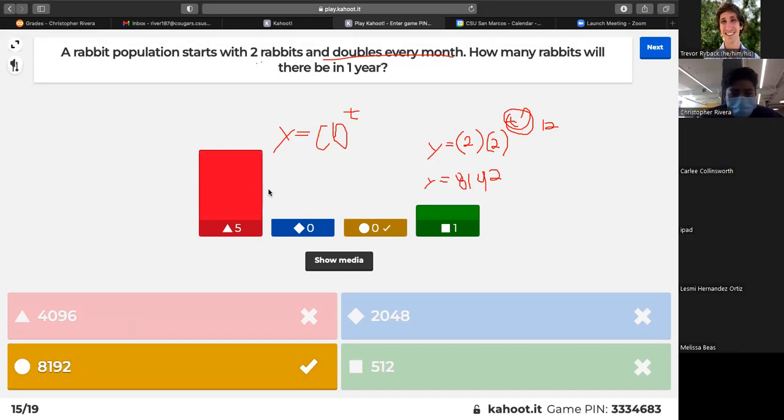Okay, perfect. So just remember for these types of word problems, the first rule is to figure out which equation you're using. Where it says doubles every month, that signifies it being exponential, because if something doubles every month, it's going to grow exponentially. If I give you a penny and I say I'm going to double your penny every day for the rest of the year, you'll probably be a millionaire by the end of the year, because that's exponential growth.